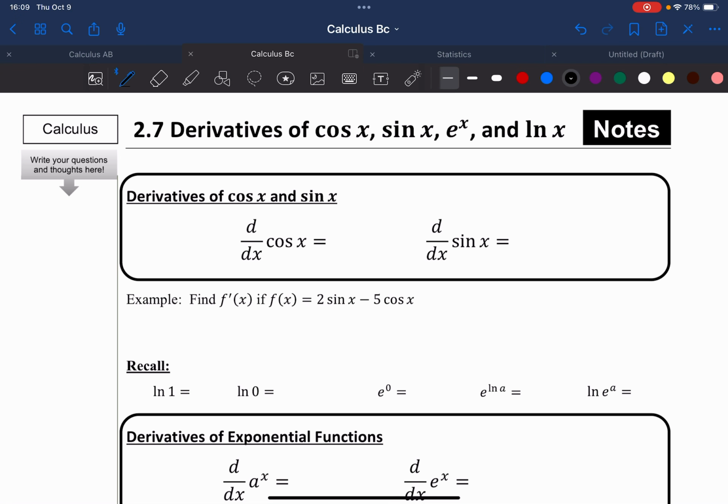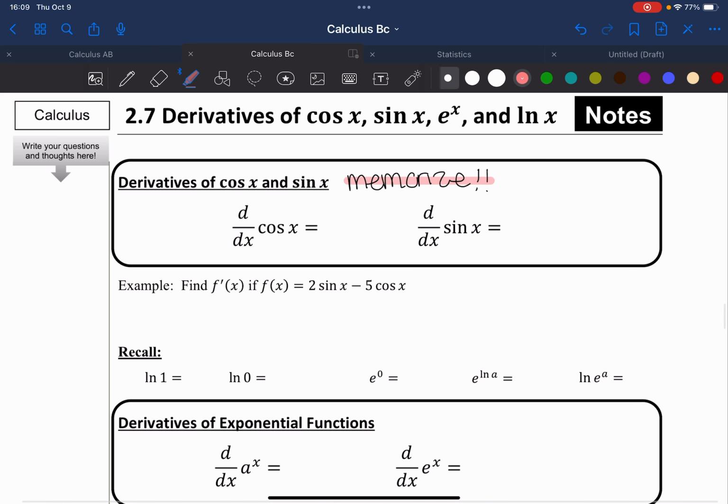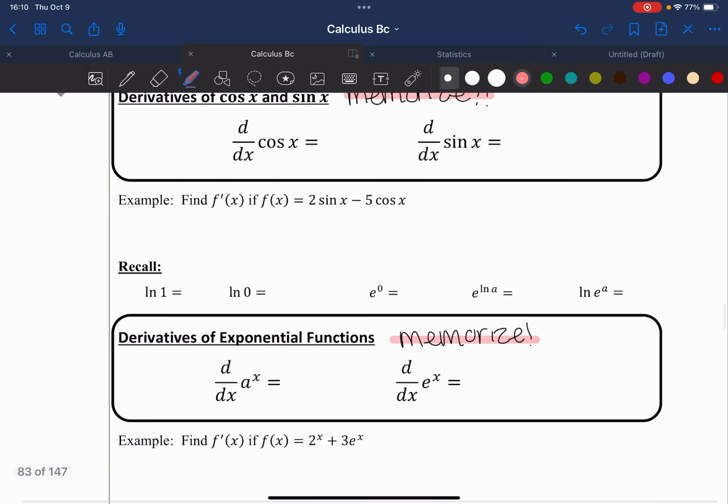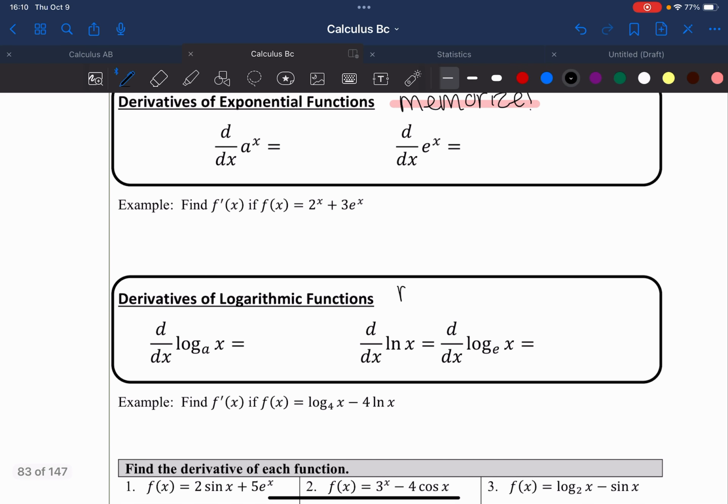Okay, this is 2.7 notes talking about the derivatives of some special functions: cosine, sine, e to the x, and natural log of x. So first, we're going to talk about the derivative of cosine and sine. Very important before I even mention any of these is that the best thing you can do is just memorize everything. So that includes every single one on here. I'm just going to start by saying memorize, memorize, memorize.